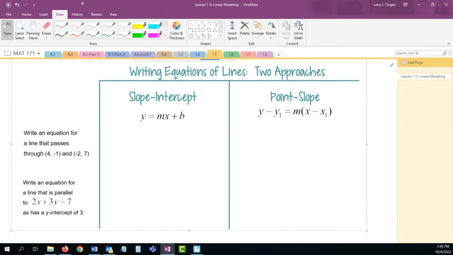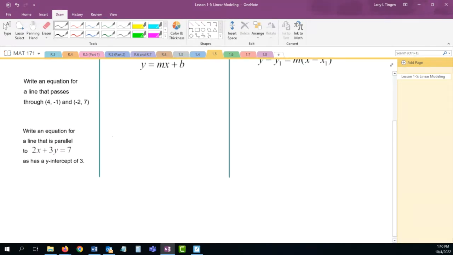So I've got 2 questions over here to the left. Write the equation for the line that passes through the points 4, -1 and -2, 7. All right, so I'm going to come down here to the bottom and deal with this a bit more, try to work out what I have.